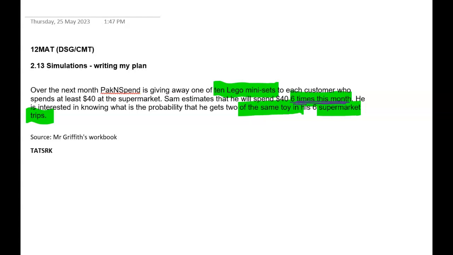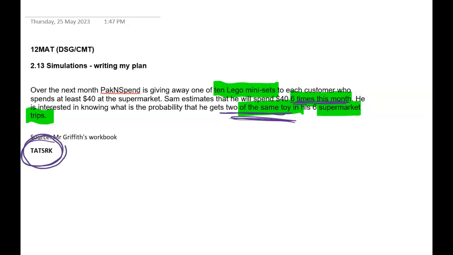Lastly, he wants to know about the probability of getting 2 of the same toy in his 6 supermarket trips. So we're going to have to think about what we want to do with situations where he gets 3 of the same toy. Does he really mean that he gets at least 2 of the same toy, or what? So I've made a couple of assumptions on that, but I could do this a few different ways.